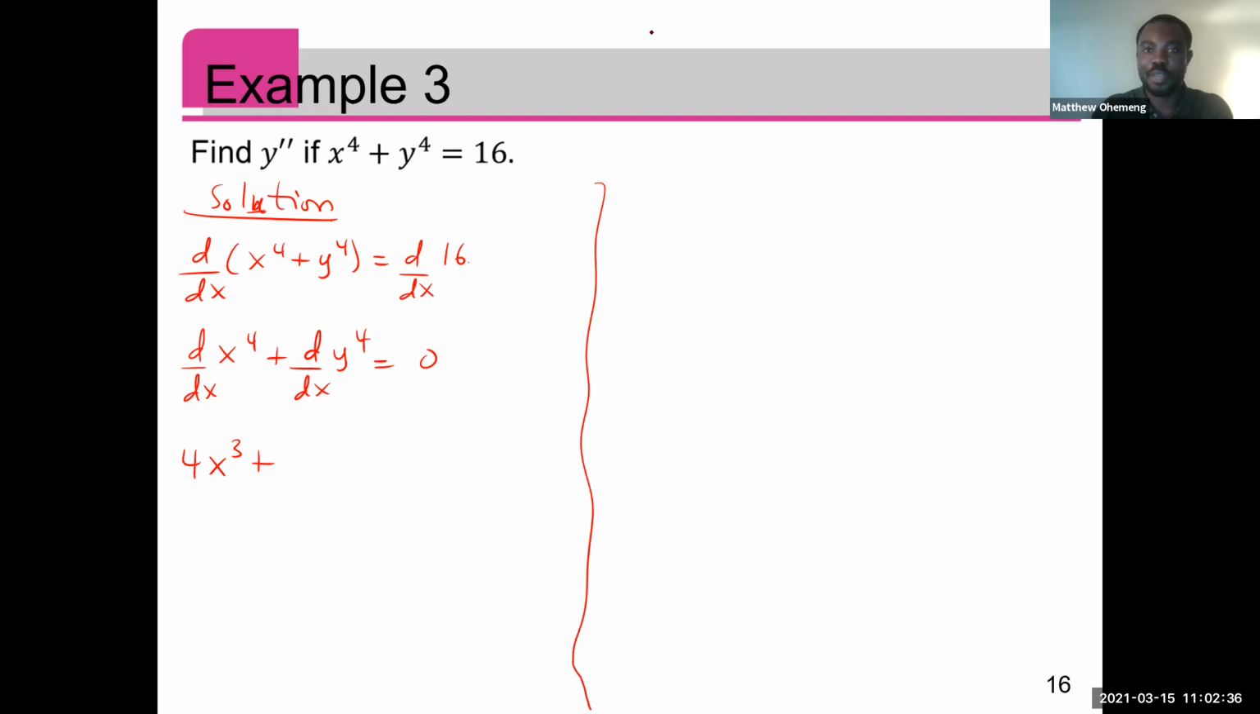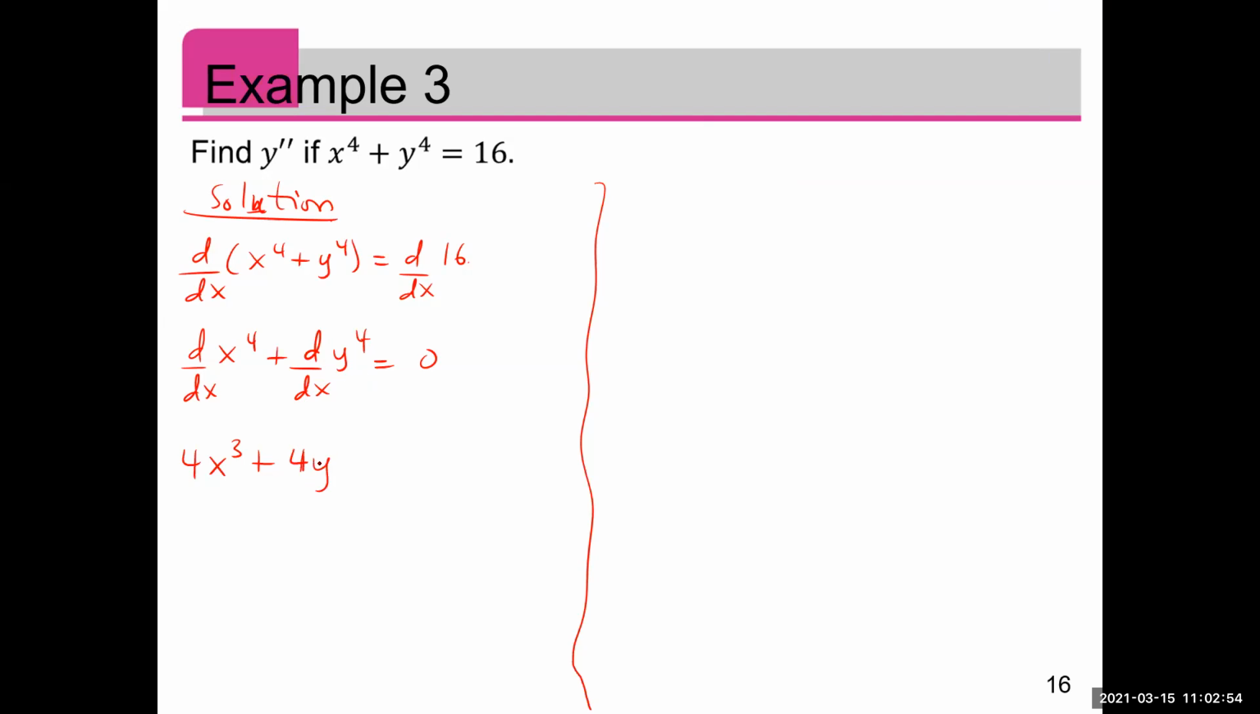Can you guys please help me on this? What do we get when we do d over dx of y to the power 4? Anybody? What do you think? What do we get when we do that? Four y cubed. Almost close. Yes, thank you. So that's true. It's 4y cubed, but we are not done, right?